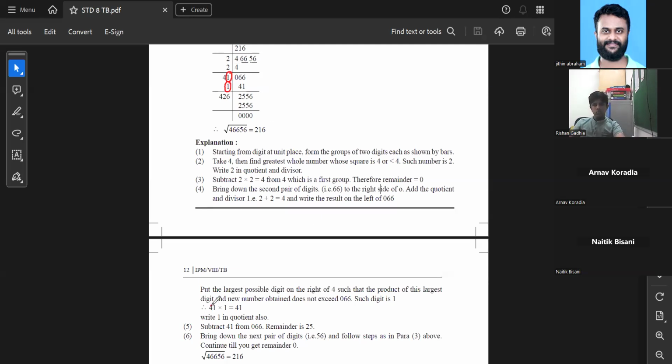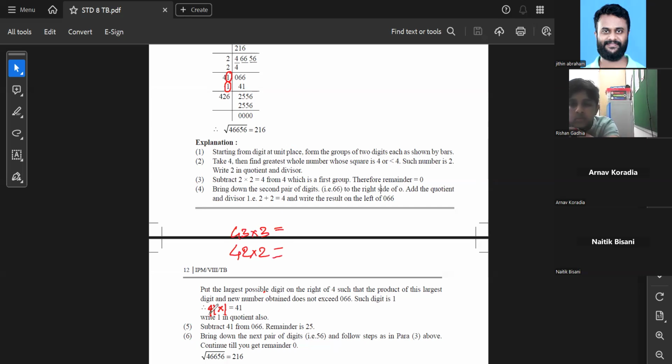So 4 I already have, and then I'll write 1, multiplied by the same number 1. So 41 multiplied by 1. This is one possibility. Another possibility: 42 multiplied by 2. Another possibility, 43 multiplied by 3. Something like this. Put the largest possible digit on the right of 4 such that the product of this digit and the new number does not exceed 66. So how will you decide whether 41 multiplied by 1 makes sense, or 42 multiplied by 2, or 43 multiplied by 3? Which of these will be correct?